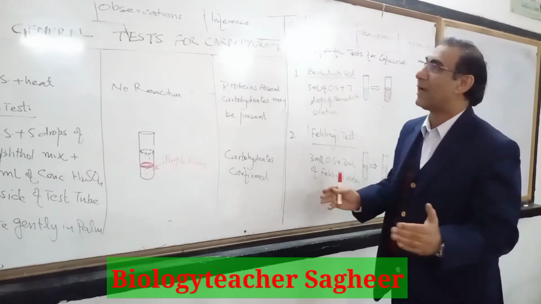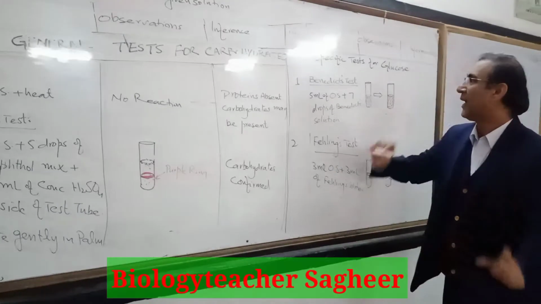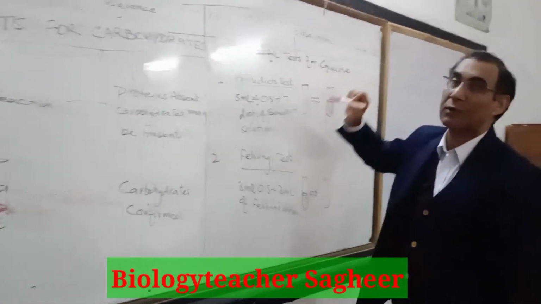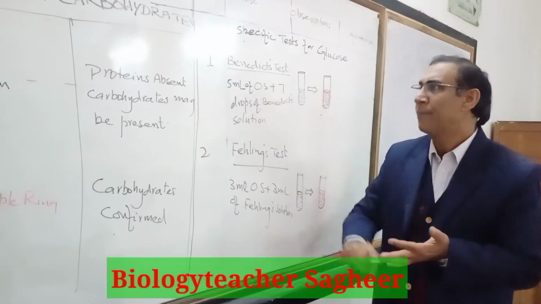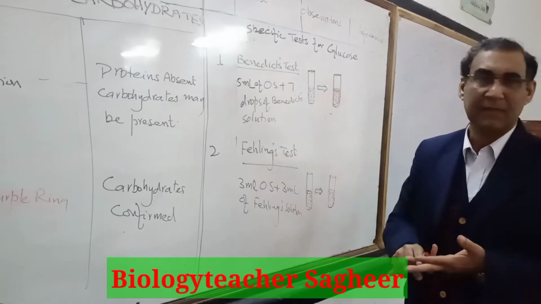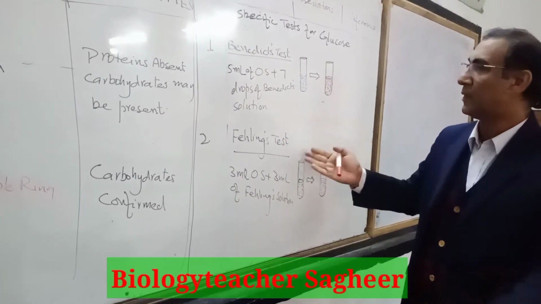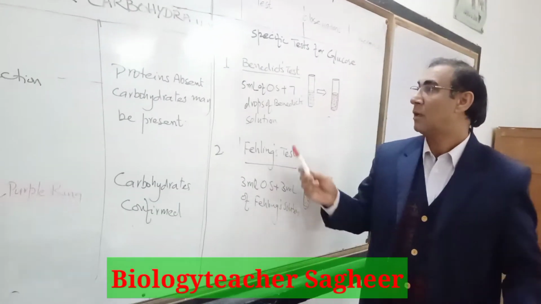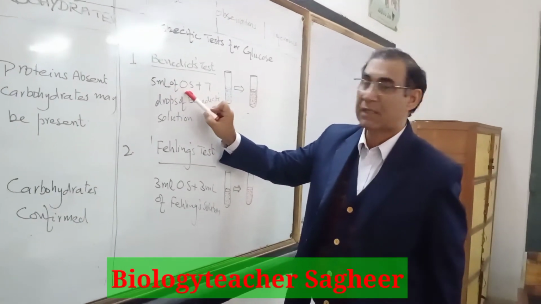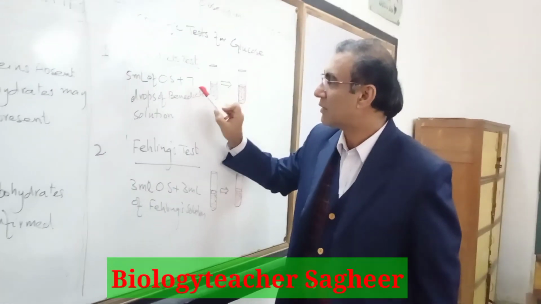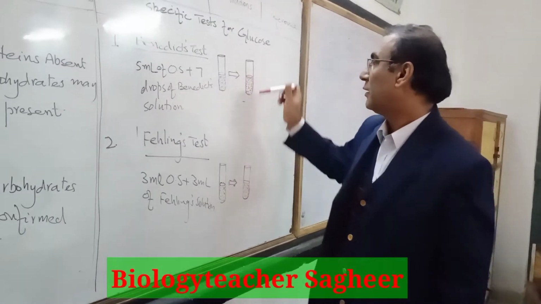Now, if you have to test glucose, then you have to carry out the specific test for glucose. You can carry out the Fehling's test, or Benedict test, or Fehling test. So here, I'm going to write only 2 tests for you due to the time limit. Okay, 5 ml of original solution, and you have to take 5 to 7 drops of Benedict solution.